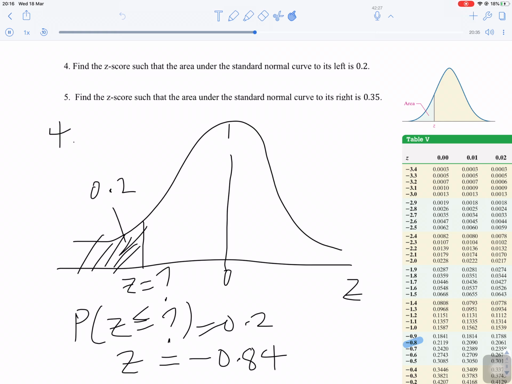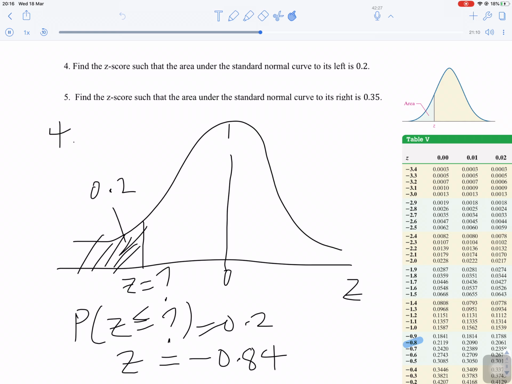So if we are told that the area to the left of the z-score that we are looking for is 0.2, then 0.2 is going to be the area that I've shaded, and that is what we are looking for. That z-score will be to the left of 0. Okay, so that is why I have z equals the question mark. To write that mathematically, that means P(Z ≤ the number we don't know) is equal to 0.2.